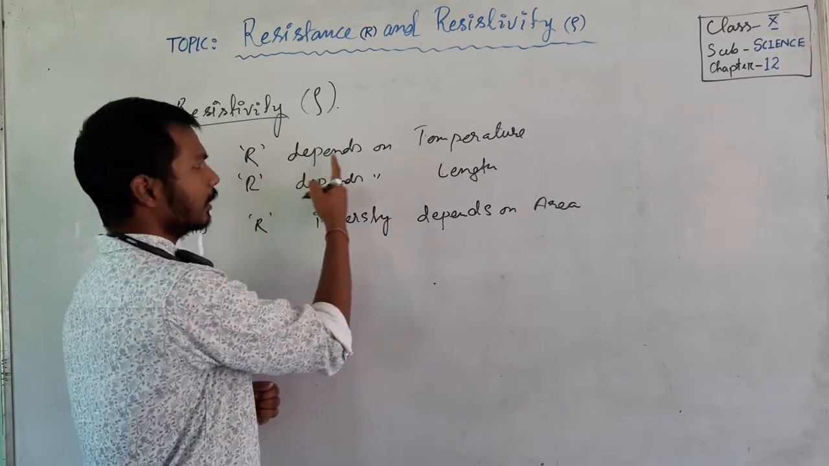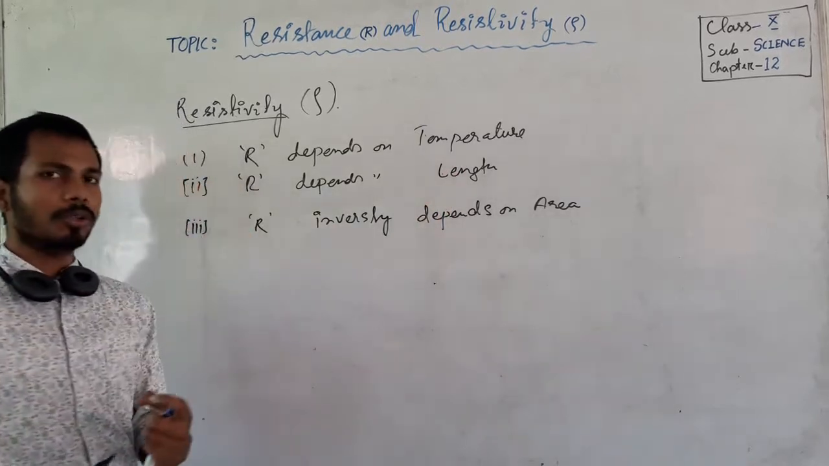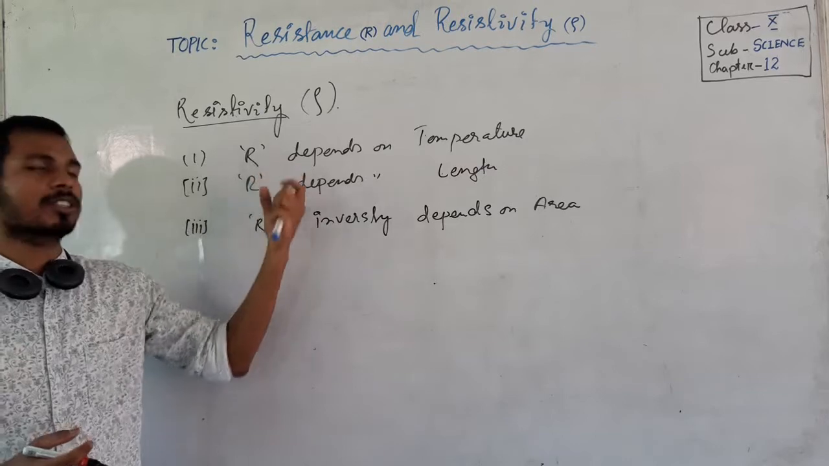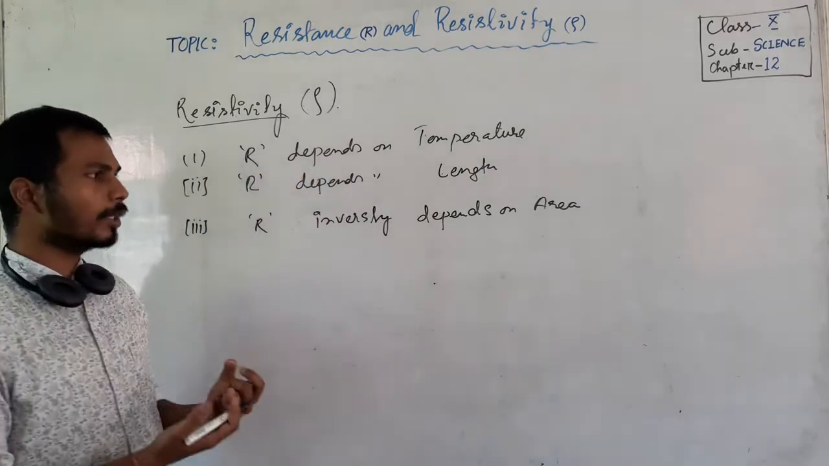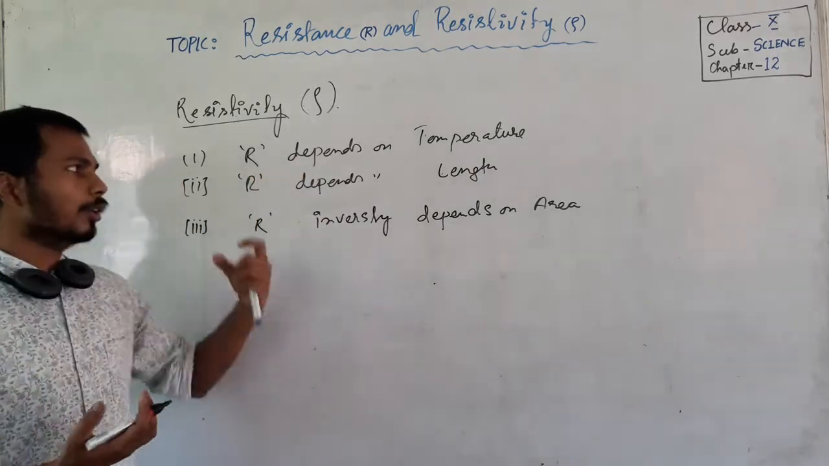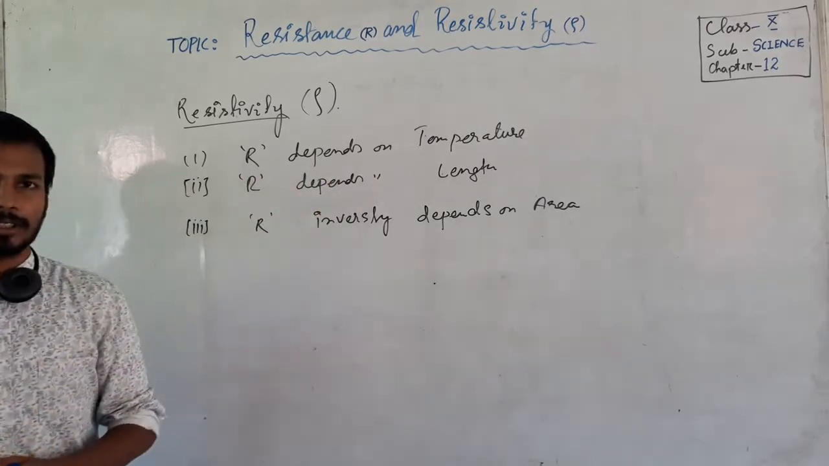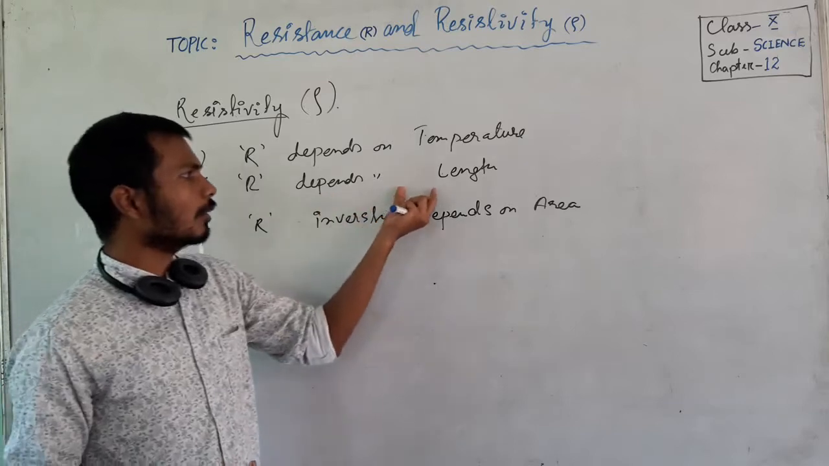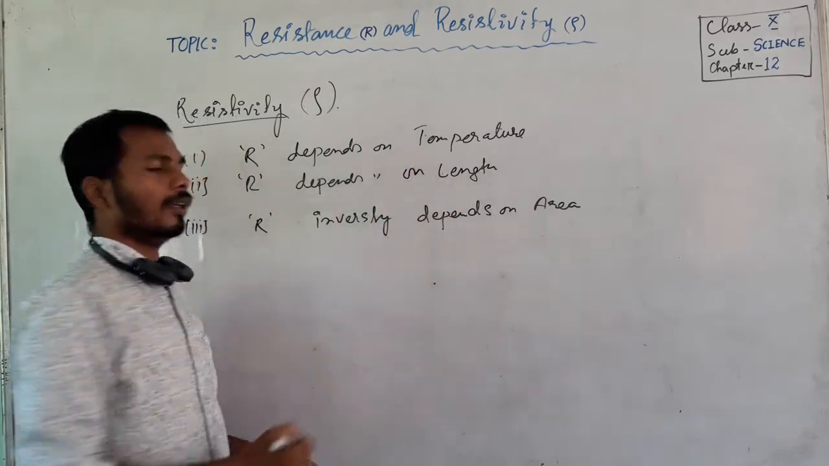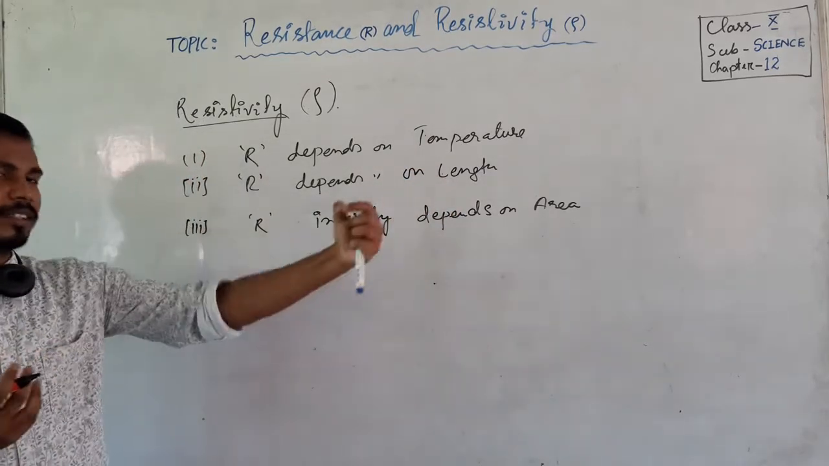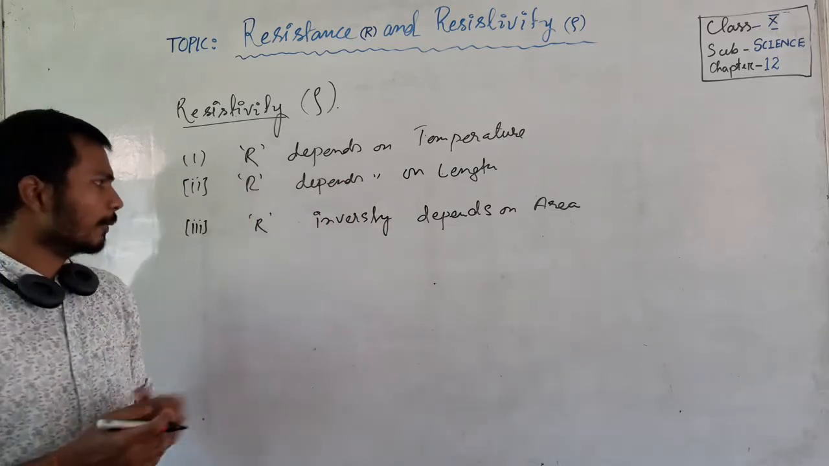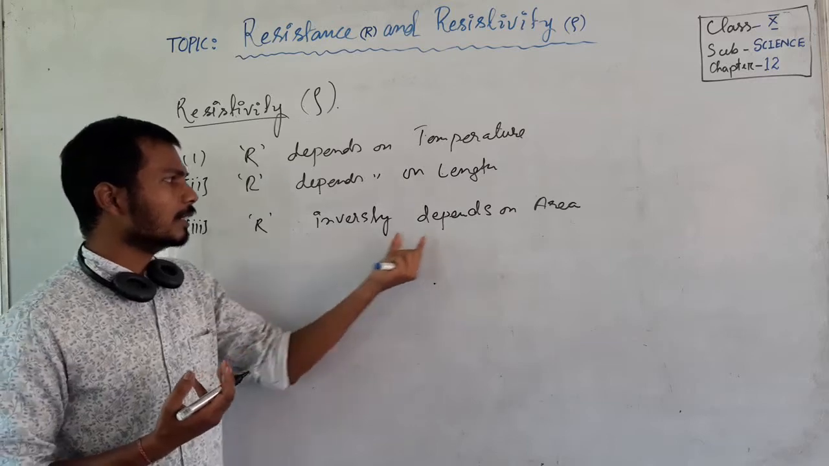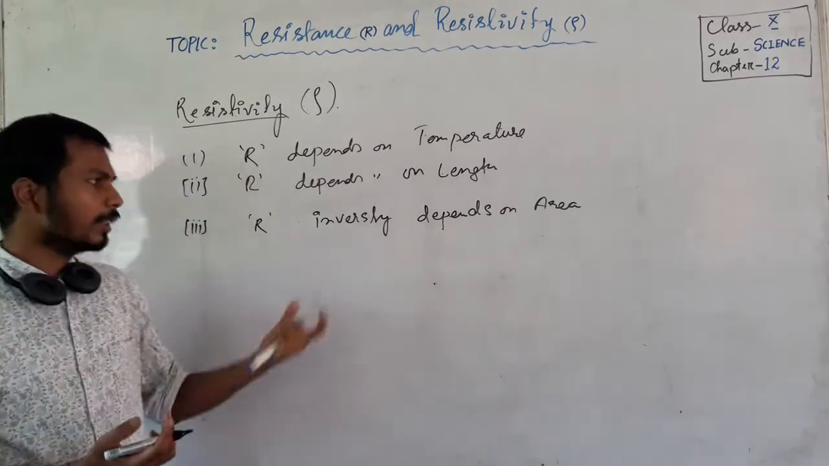So resistance depends on temperature. As we know, if temperature increases for a metallic conductor, then resistance increases. Okay, we have already performed an activity to justify this statement. Now next, resistance depends on length. If the length increases, then resistance also increases. R inversely depends on area. If area increases, then resistance decreases.